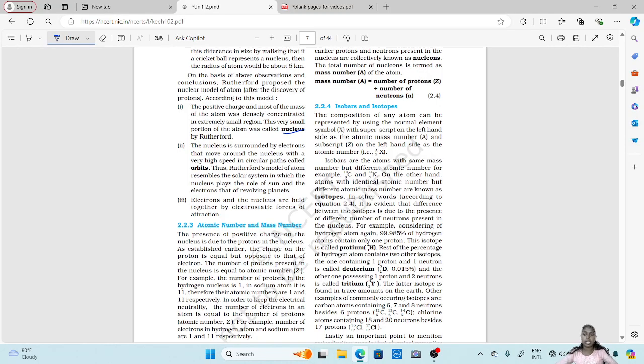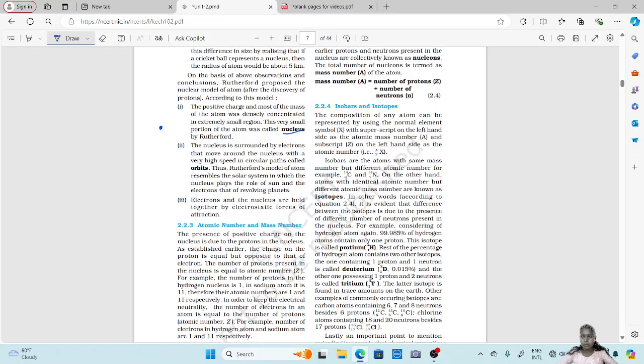So what Rutherford said is that the positive charge and most of the mass of the atom are densely concentrated in an extremely small region, and this small region he named the nucleus. The nucleus is surrounded by electrons.